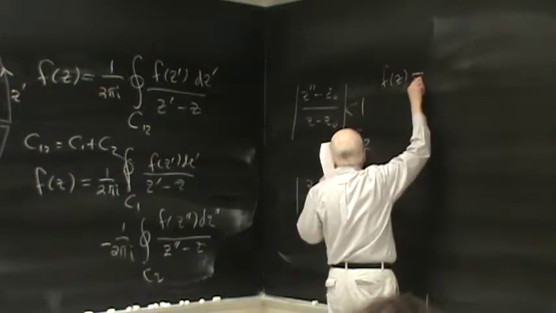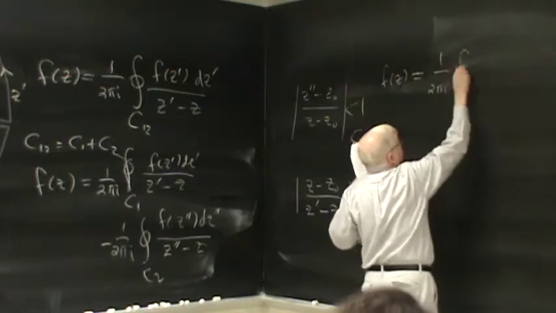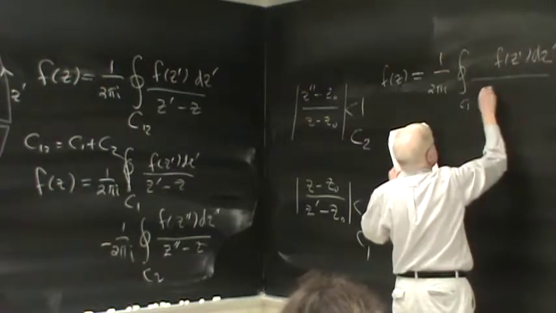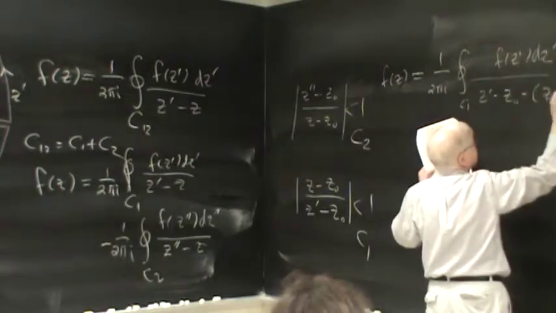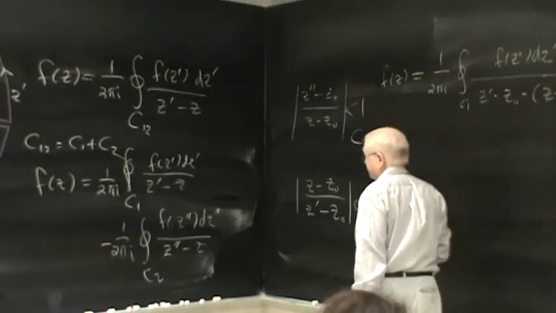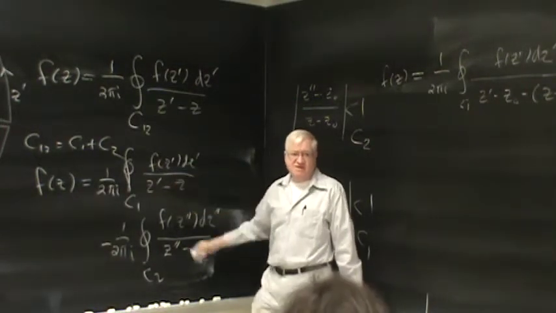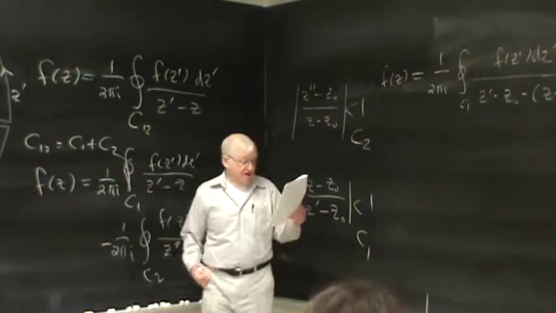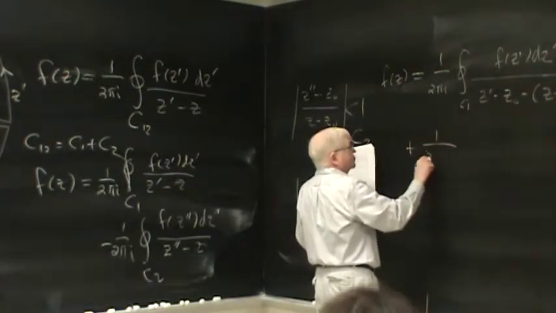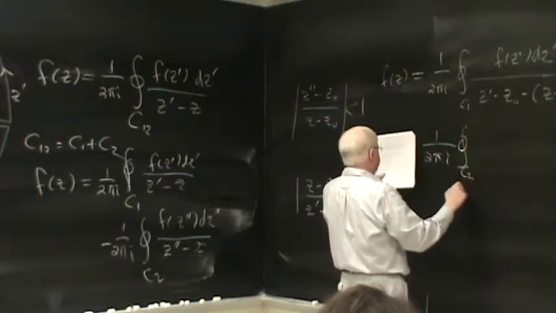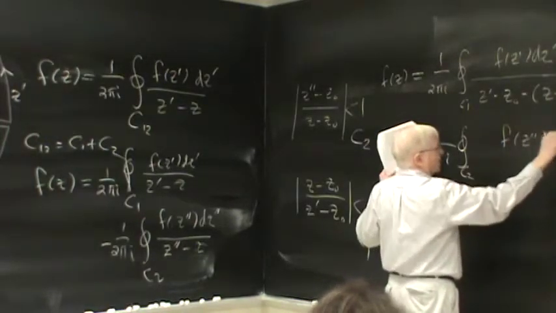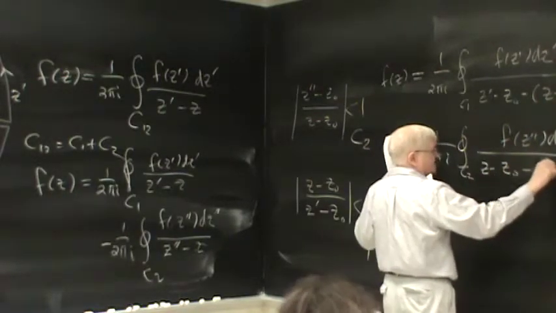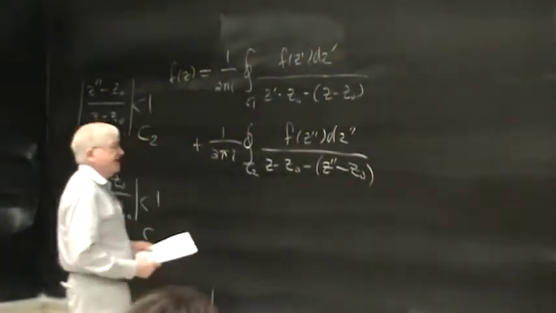So then what we have is f of z equals 1 over 2 pi i integral C1 f of z prime dz prime over z prime minus z0 minus z minus z0. So there I've just done nothing here. We've just added and subtracted z0. Now, because we've absorbed this unwanted minus sign into the denominator, what we have for the second one is 1 over 2 pi i integral C2 f of z double prime dz double prime over, and now it's z minus z0 minus z double prime minus z0. So the z0's cancel in both cases.